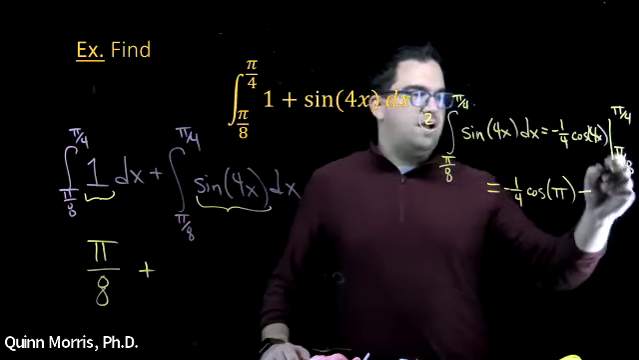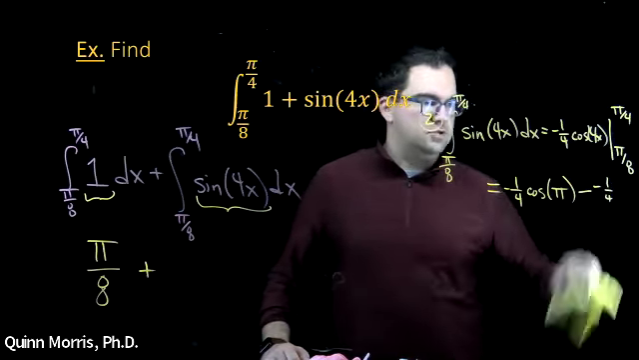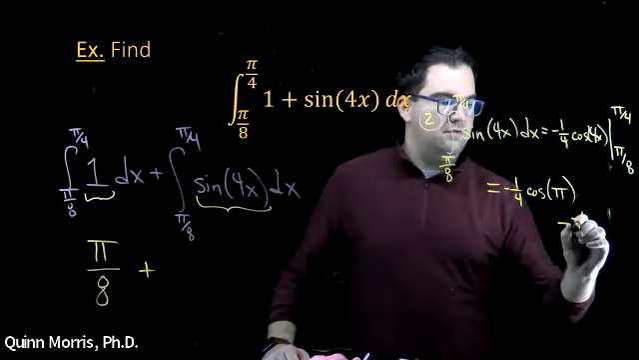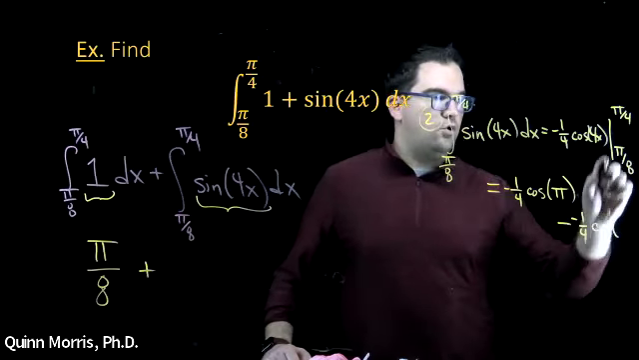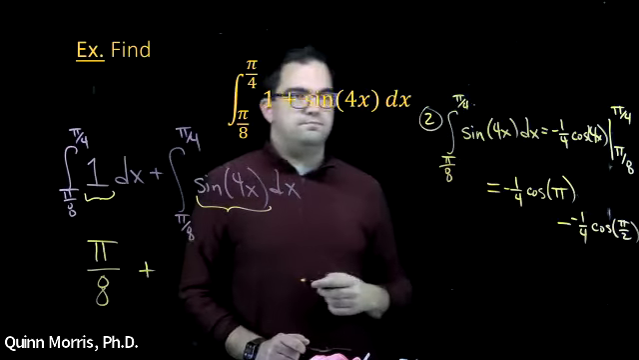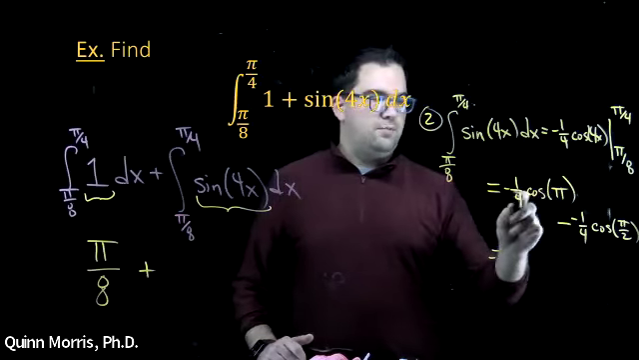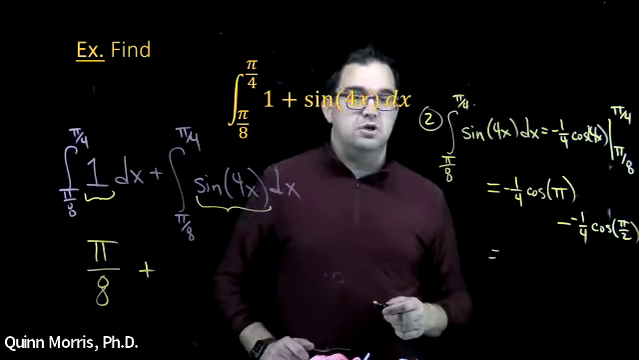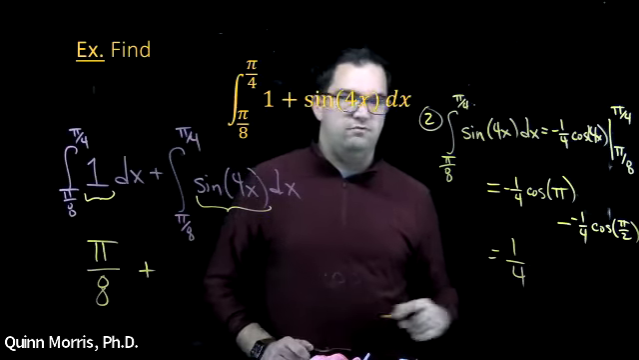Then minus evaluated at pi over 8, I'll get negative 1/4. Actually, move this down a little bit. I get minus negative 1/4 cosine of 4 times pi over 8, which will give me pi over 2. And so what I'll end up with here, let's see, cosine of pi is negative 1. So I'll have negative 1 times negative 1/4. That'll give me 1/4.